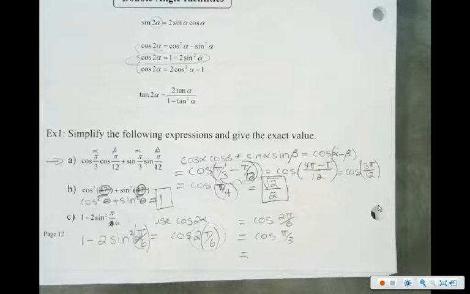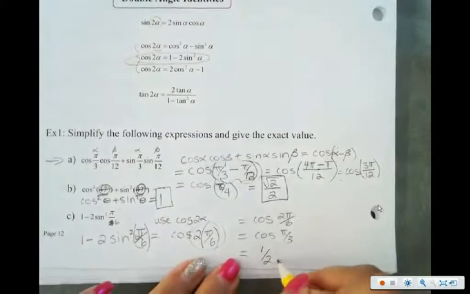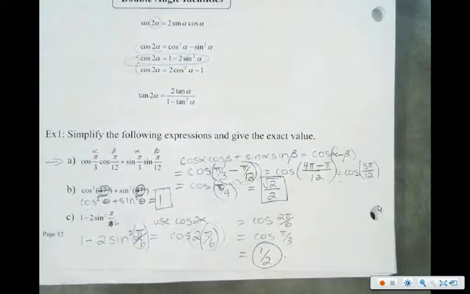Cos of pi by 6 is 60 degrees, right? That's 1/2. All right. So you see how we're using the identities to make it easier to evaluate, and then we do the evaluation.